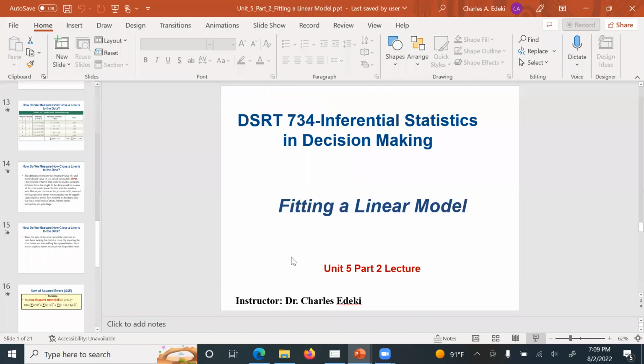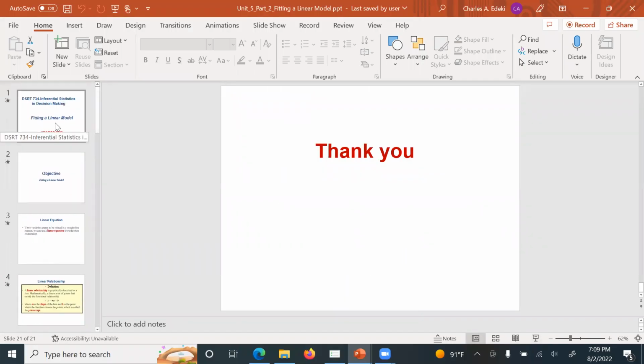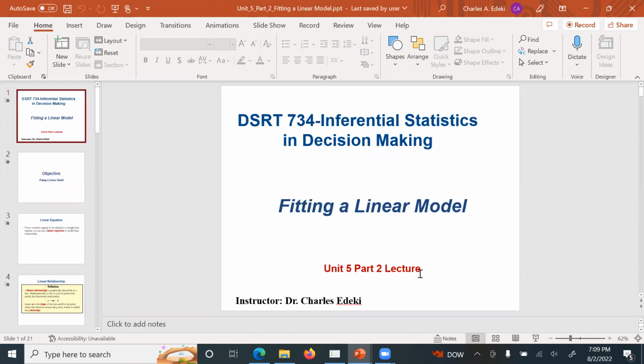So that will be the conclusion of these lectures. Again, in these lectures, we covered the concept of a best fit line and how we can come up with a regression equation and also the best fit line using a bivariate data set, that's a data set with two variables.